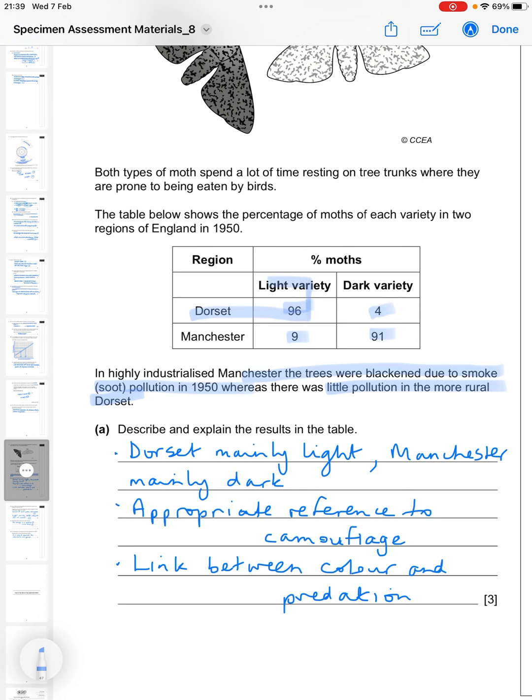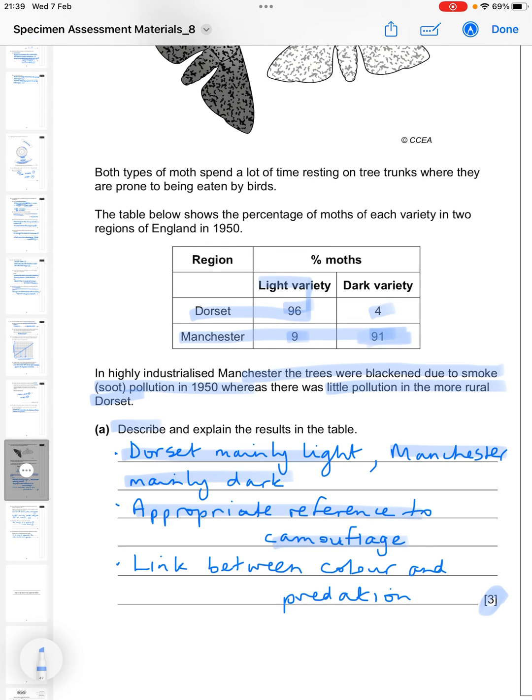So Dorset, you can see, has more of the light variety. So I've written that. Dorset is mainly light and Manchester is mainly dark. So that's my first point. So there's 3 marks here and that's the first point. So that's describing the results. And then explain. So you're going to make an appropriate reference to the camouflage.